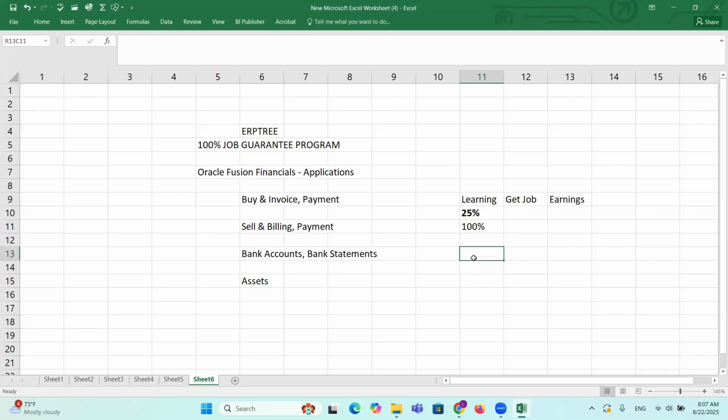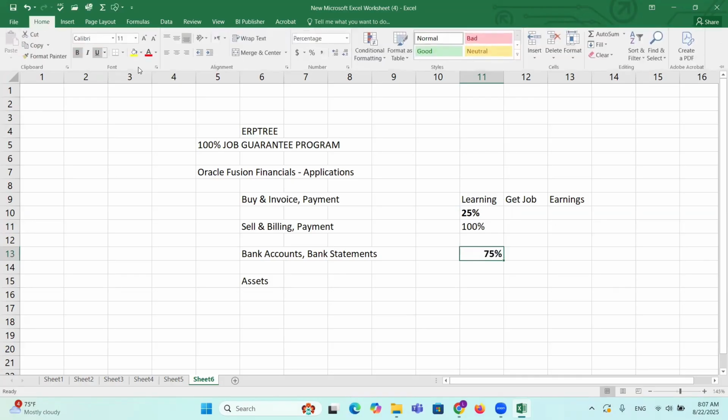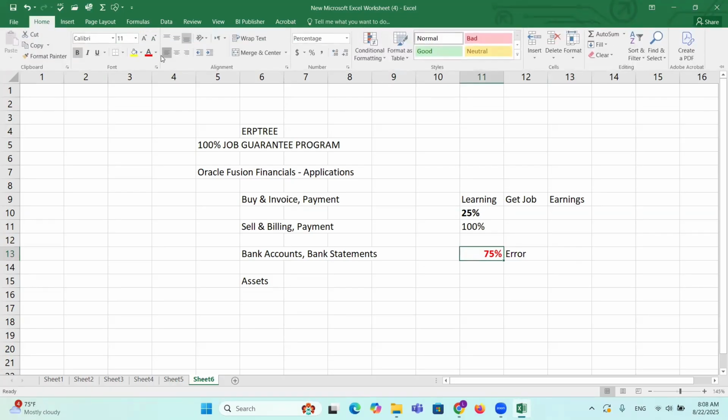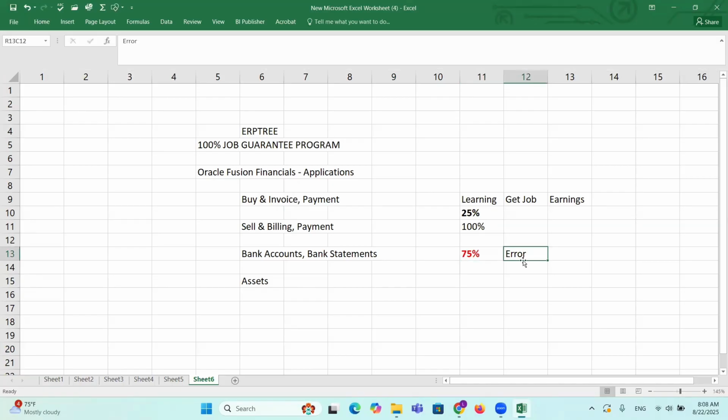There is a 75% gap between the expectation and the reality. This will become a big error, and even if they get earnings, their struggles will start. So a 75% gap. It is not like 1% or 10%, it is a 75% error in their career or job.